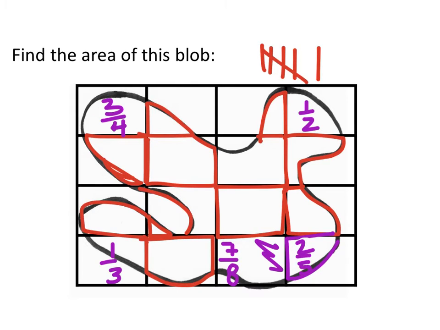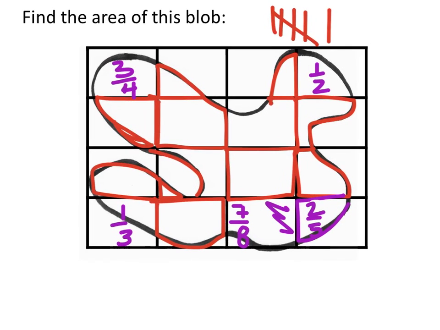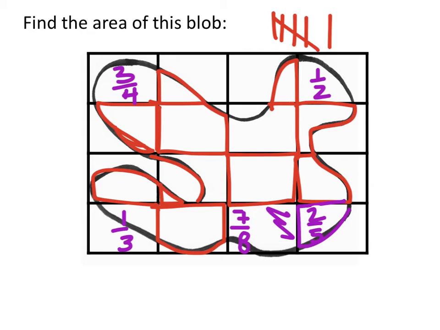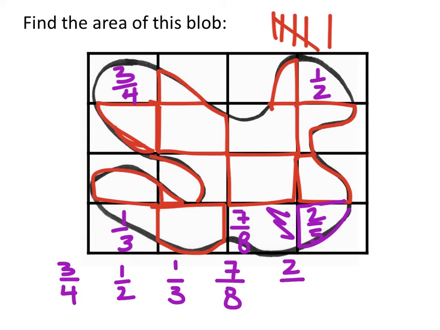Okay. So our answers may be different, especially depending on how big you drew your squares. And I would say the smaller the squares you draw on this, the more accurate you would be. But just for the purposes that we need for this lesson, this will do. All right, so I got the 6 units in red. But I got to take these other parts, right? We got 3/4, 1/2, 1/3, 7/8, and 2/5.